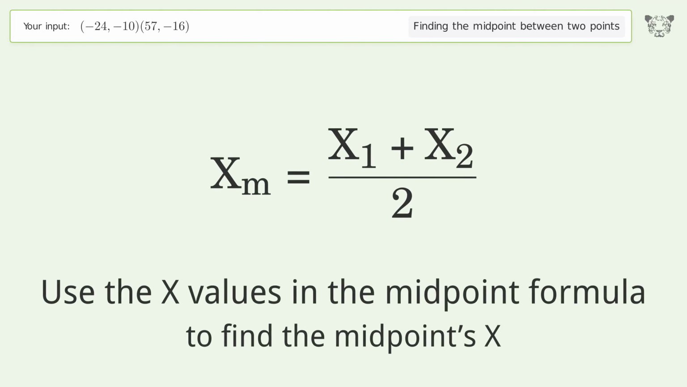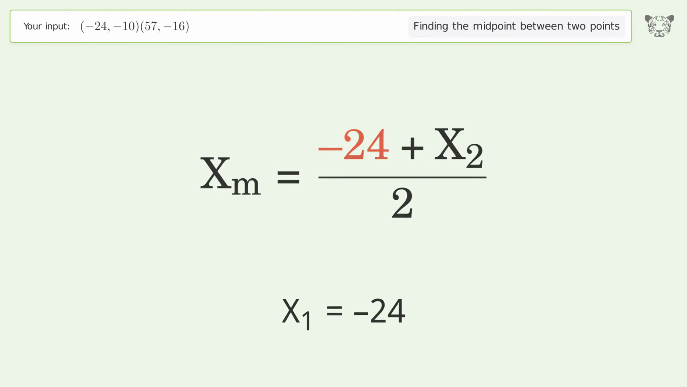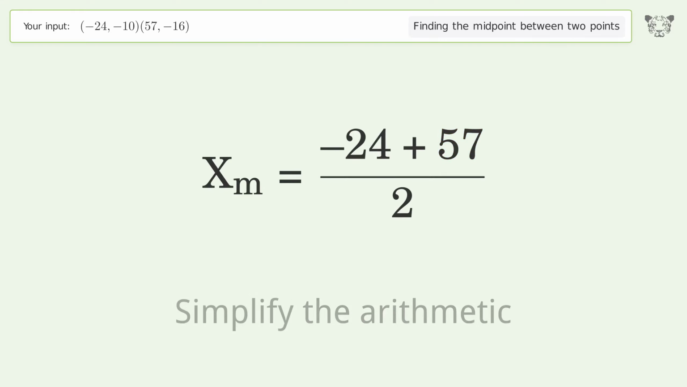Use the x values in the midpoint formula to find the midpoint's x. x1 equals negative 24. x2 equals 57. Simplify the arithmetic.